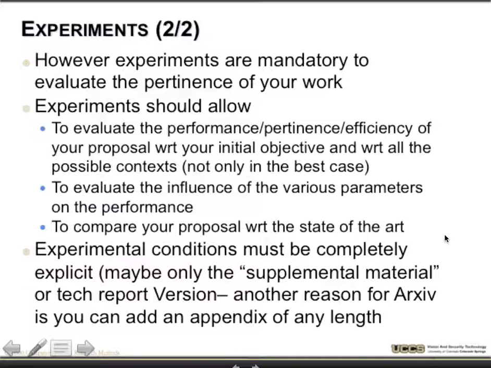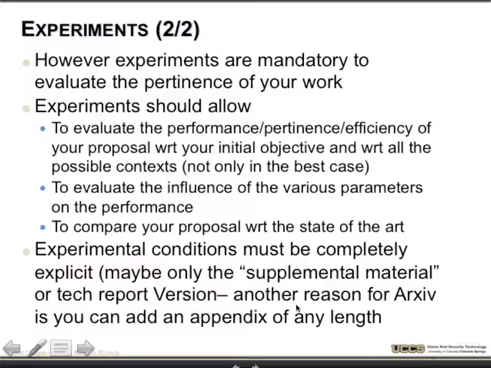In my view, in my field, we're now getting to the point where our reviews actually have questions about how reproducible the work is. Experimental conditions really should be completely supplied, and maybe you only put that level of detail in supplemental material, the tech report version. It's another reason why I like to see arXiv has been growing, because you can add an appendix of any length.